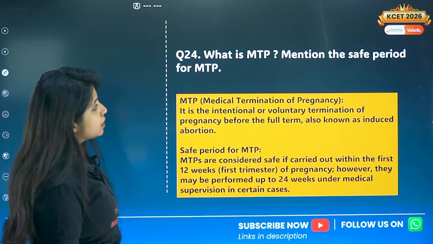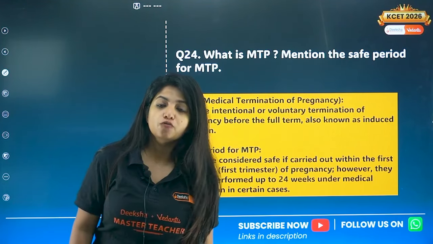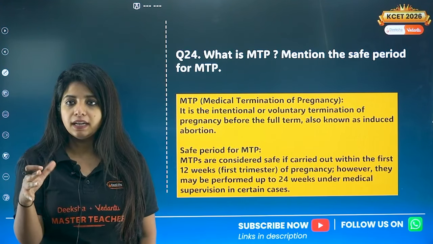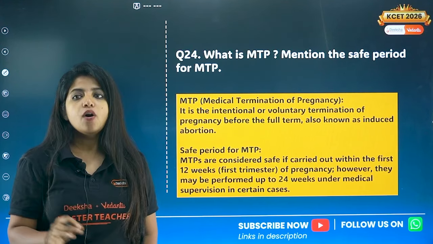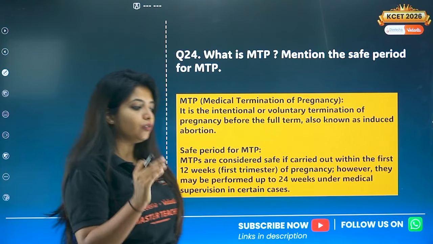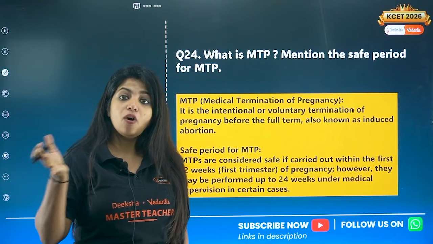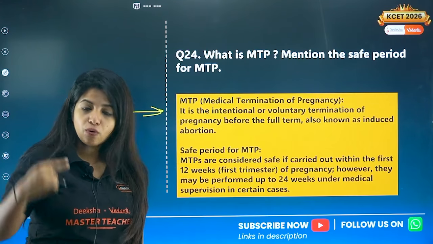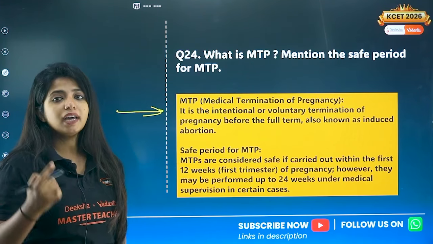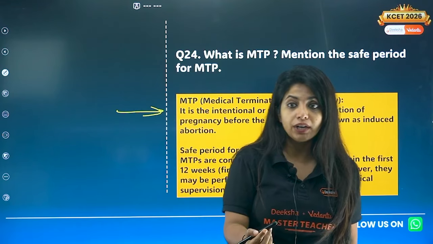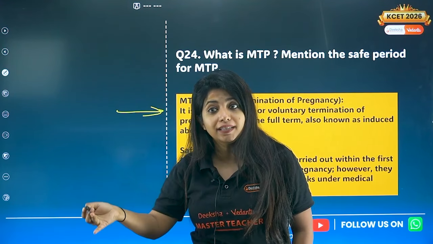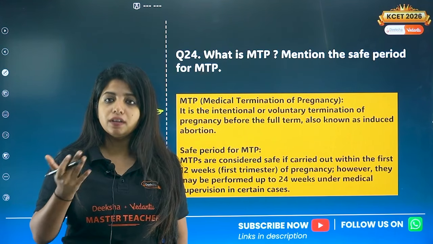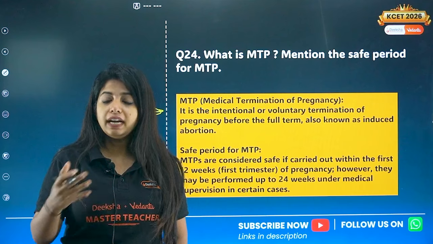What is MTP? Mention the safe period for MTP. MTP stands for medical termination of pregnancy. Okay, that means you're terminating the pregnancy. Now, it is intentional or voluntary termination. It's not like abortion happened and I do not know. No. Abortion can happen naturally or it can be induced. So, this is induced abortion. It is a voluntary thing. You know it. You are doing it intentionally. And why? Probably because the baby might have some genetic disorders, or it might be fatal for the mother as well as the child to have the baby, or it might be a result of unprotected coitus, my dear children, especially during rapes.